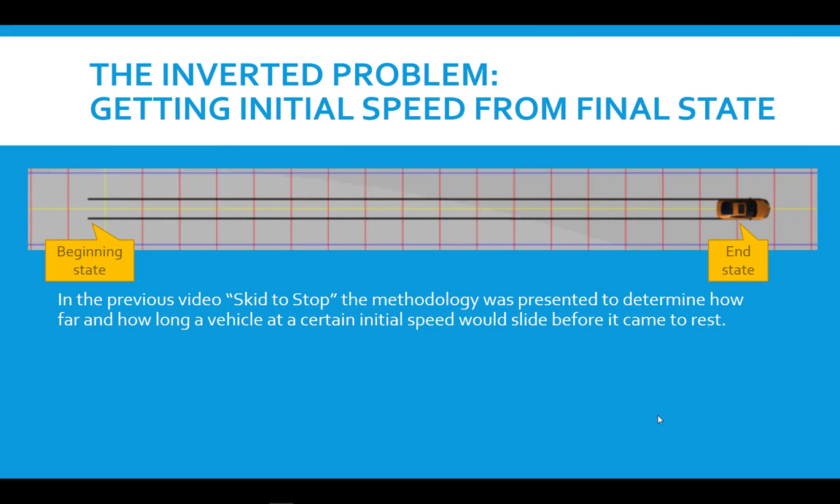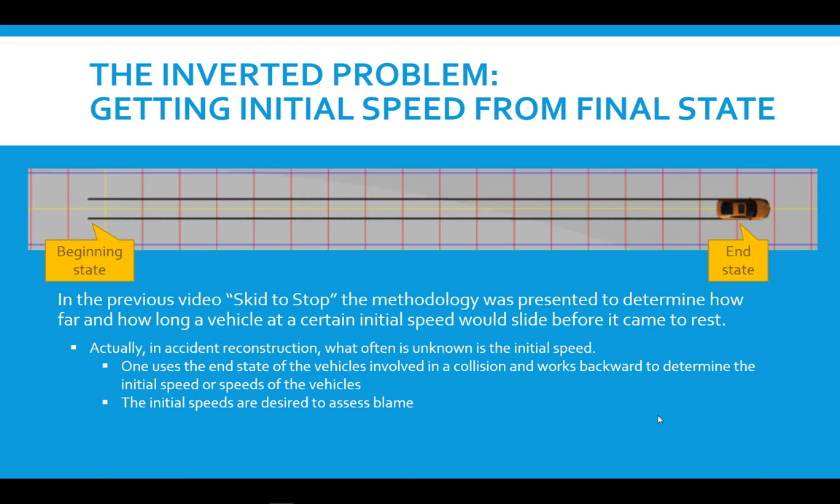In a previous video entitled Skid to Stop, methodology was presented where you start with an initial speed which is known and you determine how far the car will slide to a stop. That's actually not how the problem presents itself to the analyst. What normally happens is you know the end state of the vehicle, and you use that end state and work backwards to find out what the initial speed or speeds, if there's more than one vehicle, are.